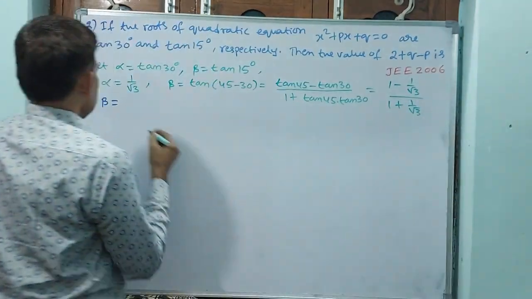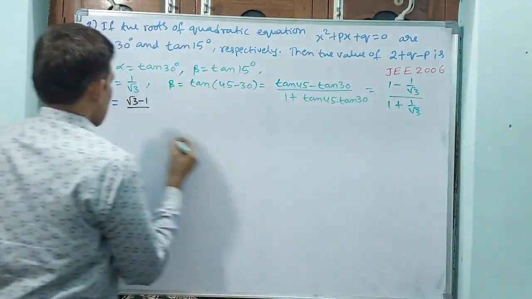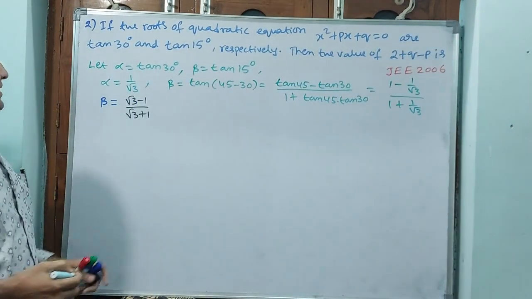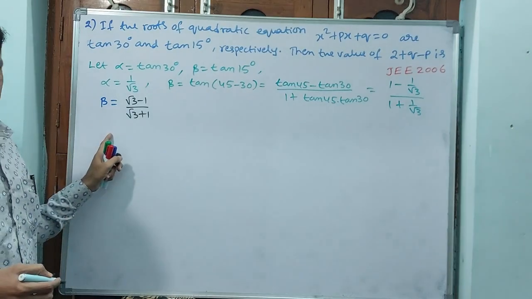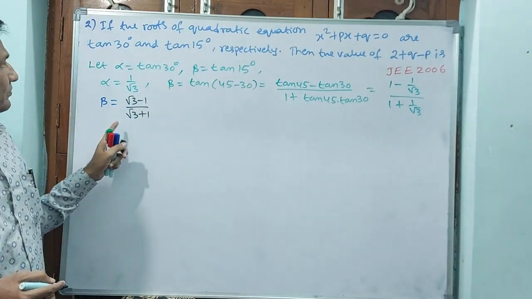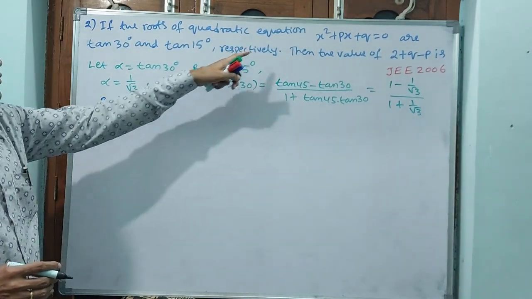See, beta is equal to root 3 minus 1 by root 3 plus 1. Divided by root 3, root 3 got cancelled, like you think. Okay, see, you have got alpha and beta. But these values, alpha plus beta and alpha minus beta also you should do. Let us do it.